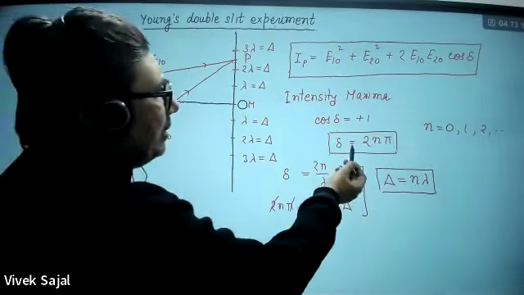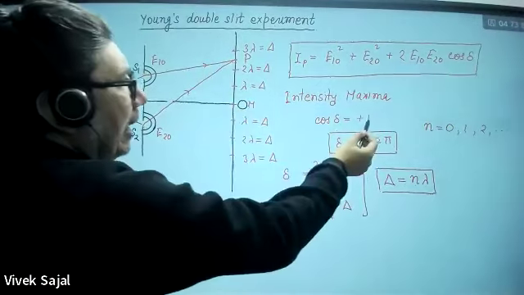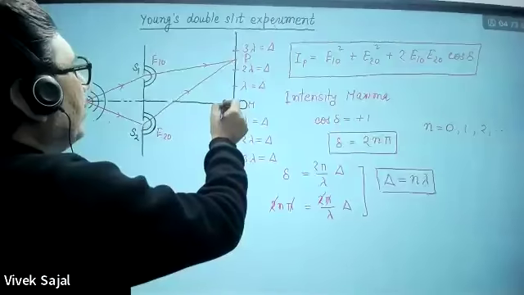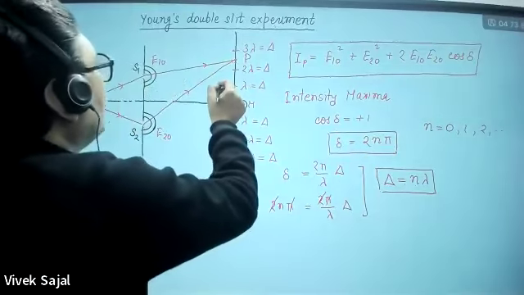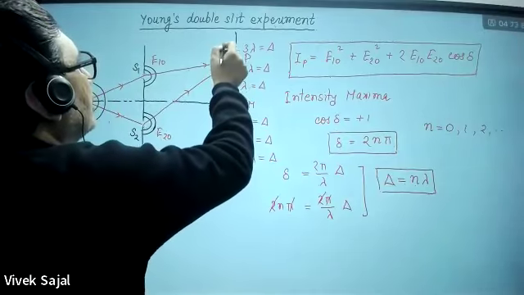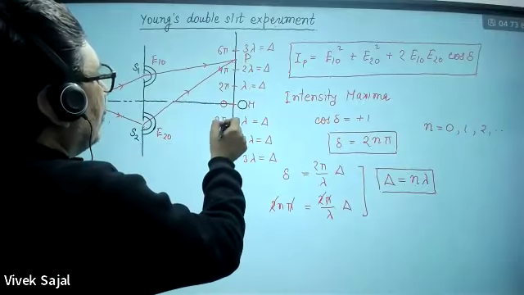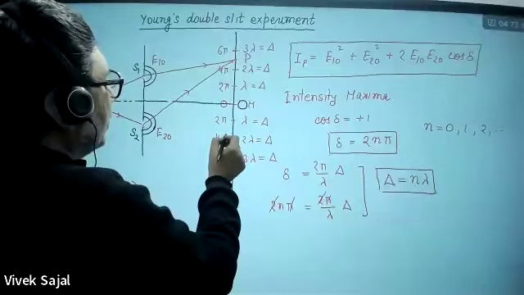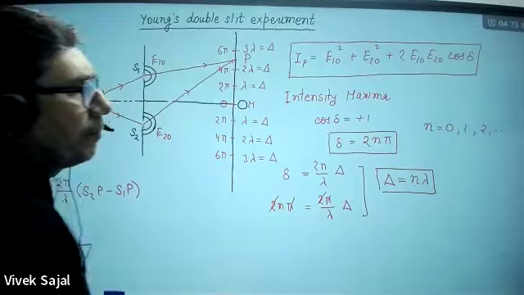Correspondingly, you can also find out the phase difference. Corresponding to n equal to 0, the phase difference will be 0 here. Then n will be 1, so this will be 2 pi. You are going to have 4 pi, 6 pi. These are the phase differences on the screen where you are going to get the maxima.